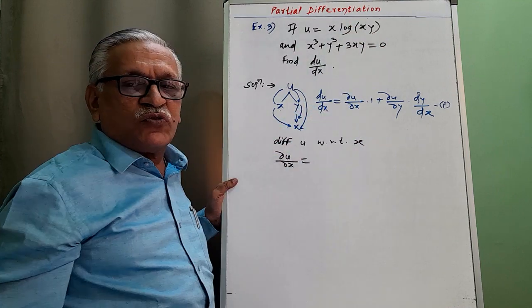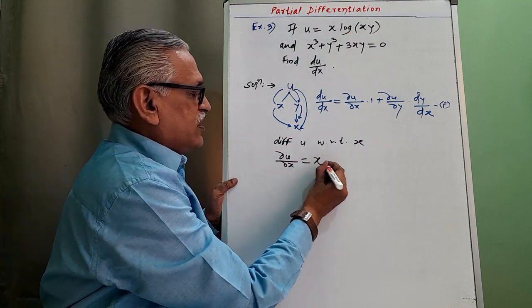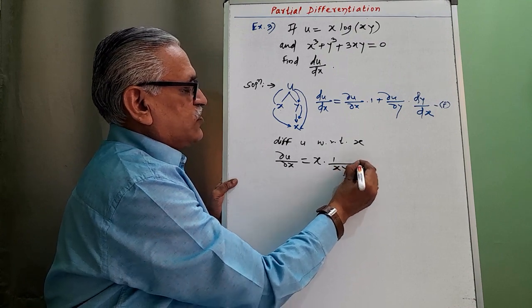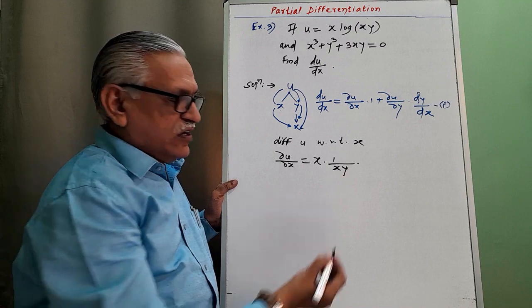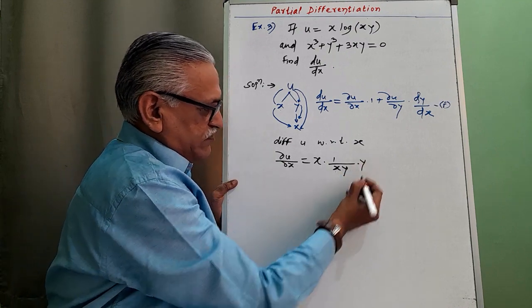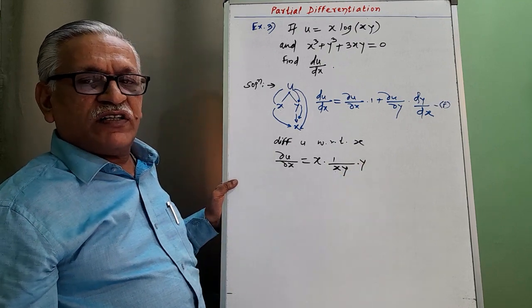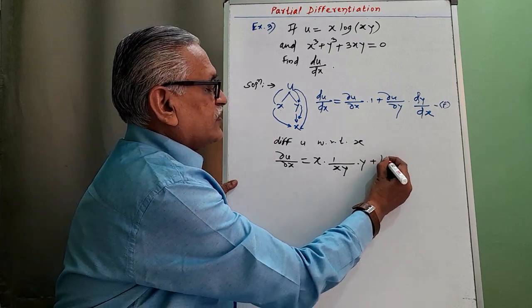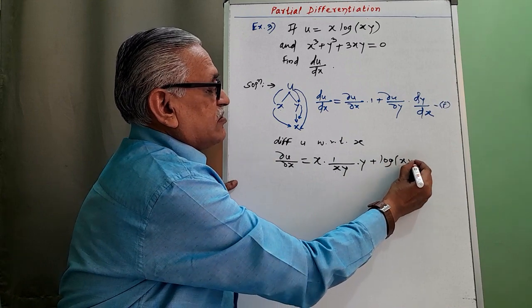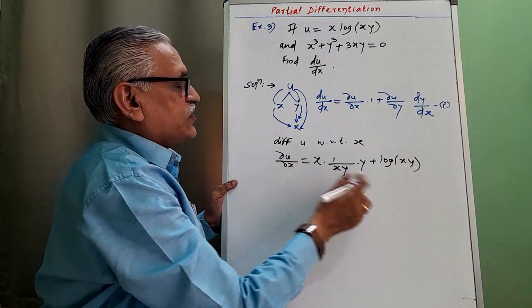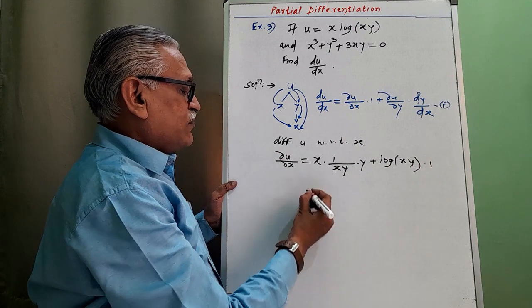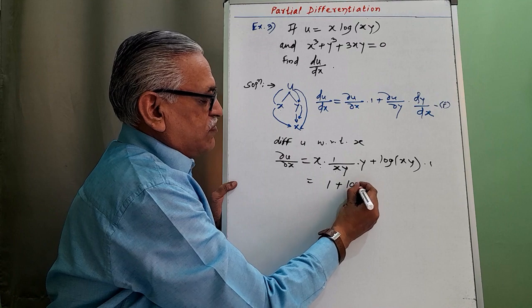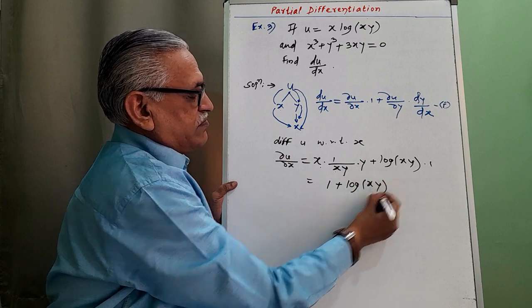Here it is a product of two terms of x, therefore applying the product rule. First term x, derivative of log is 1 upon xy, chain rule. Differentiation of xy with respect to x is y, constant term outside, and derivative of x is 1, plus second term as it is log of xy, and derivative of x with respect to x is 1, and therefore it is xy upon xy, we get 1 plus log of xy.